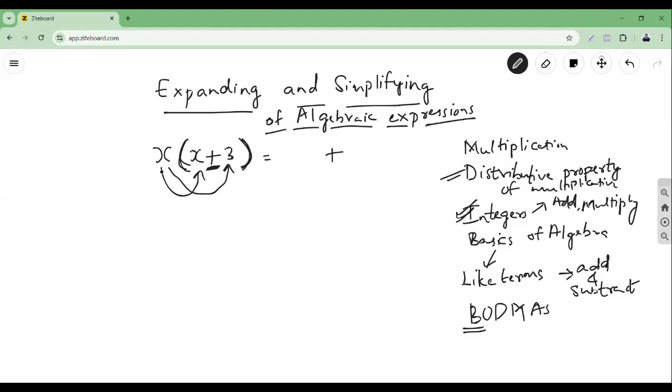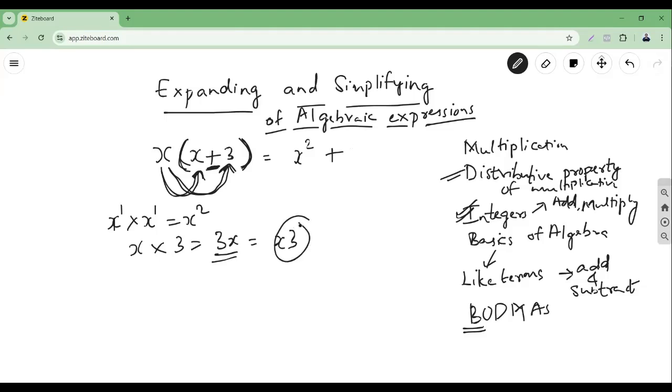Now x multiplied by x. What have we learned? When x is multiplied by x, that means x to the power of 1 multiplied by x to the power of 1 gives you x to the power of 2. Then x multiplied by 3 is nothing but 3x. You might ask, can't I write x3? Yes, you can write it that way, nothing wrong about it. However, conventionally 3x is easier to read. That means 3 times x.